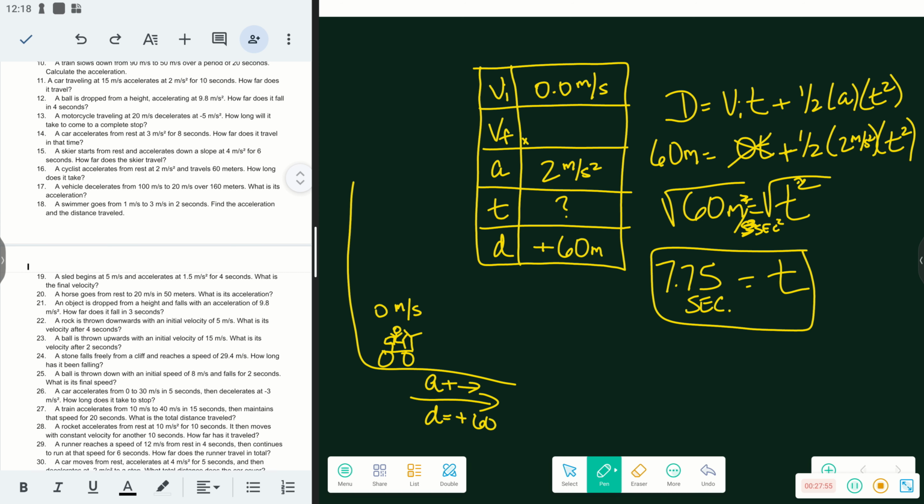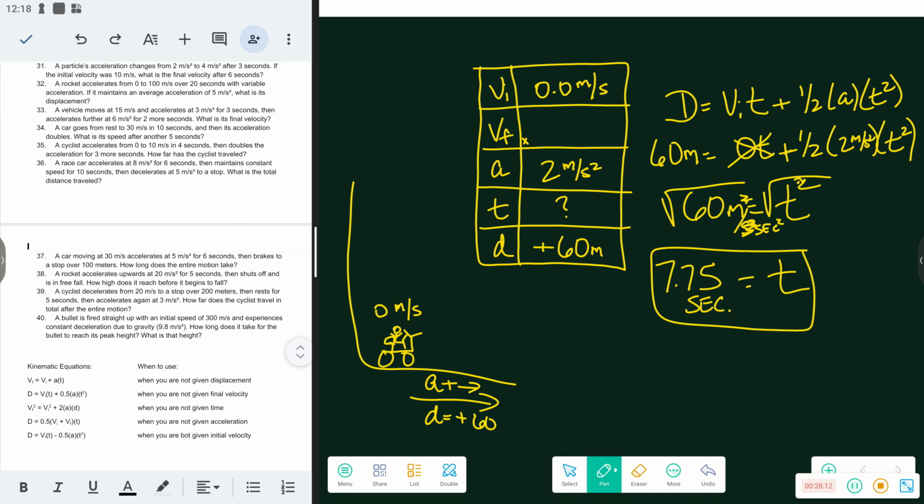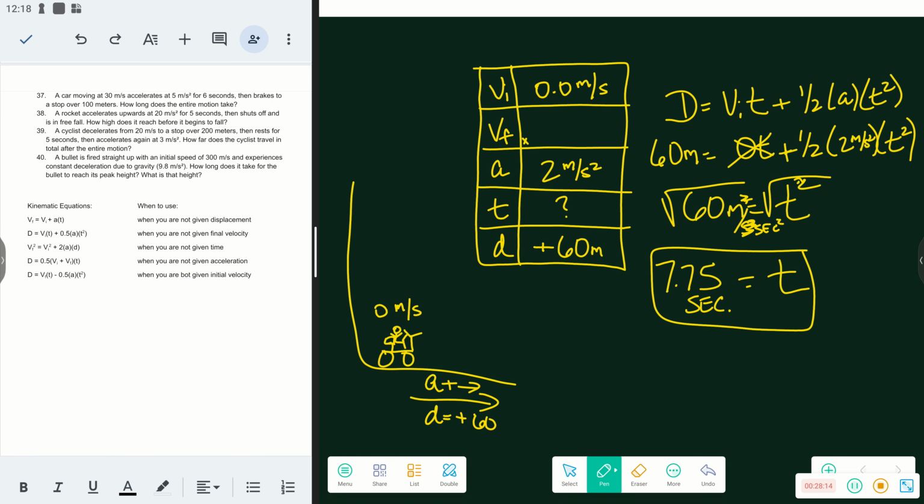But now I want to know, how fast are they going when they get to the 60 meter mark? So what does that mean we have to solve for? Final velocity. So in that case, if we're going to solve for final velocity, we can use whatever one we want because we have everything. So I could use this one, but I'm dealing with squares. Can I use this one? VF equals VI plus AT? Absolutely. So to solve for final velocity, I'm going to do VF equals VI plus A times T.